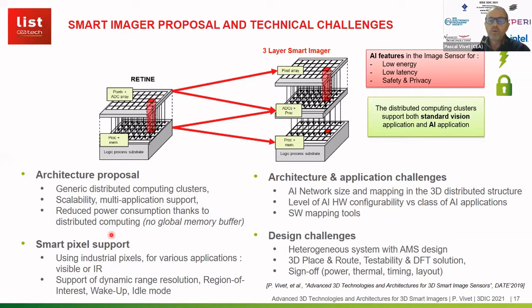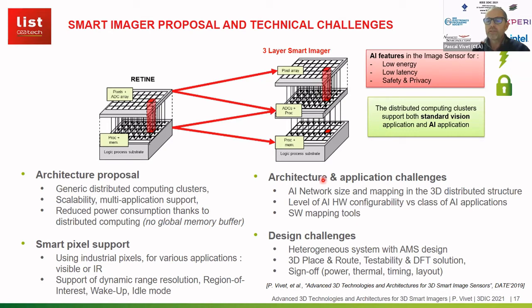There will be no more global memory buffers. So that means that we do not need to store the global image in a global memory buffer and then process back and forth with weights and so on. Everything will be distributed into the architecture. We want to achieve smart pixel support using industrial pixels for various applications, as I said before, for both visible and infrared, and implementing in the ADC, in the cluster of the pixels, dynamic range resolution, region of interest, wake up, and idle mode, local by part of the image.